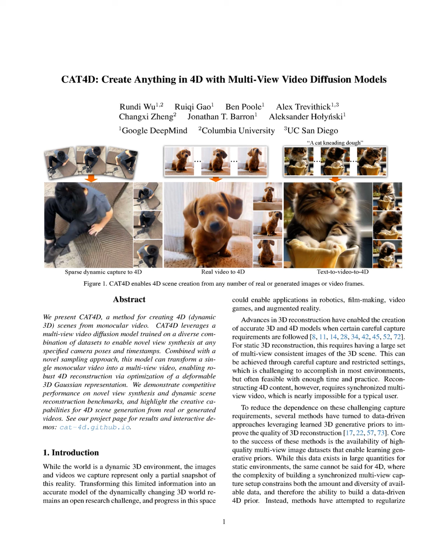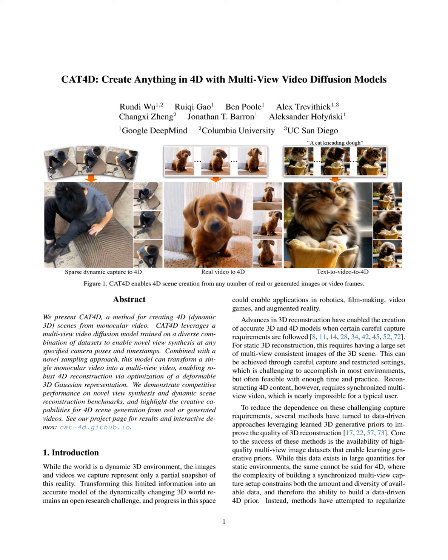In the second stage, the generated multi-view videos are used to reconstruct a dynamic 3D scene by optimizing a deformable 3D Gaussian representation, which is achieved through a photometric reconstruction loss. This approach enables the model to produce consistent multi-view videos that facilitate accurate 4D reconstruction, effectively decoupling camera motion from scene dynamics.